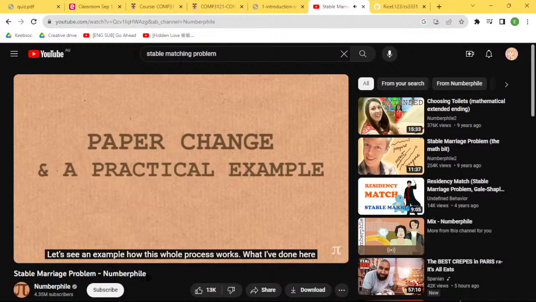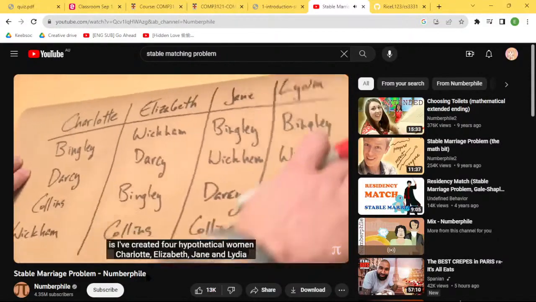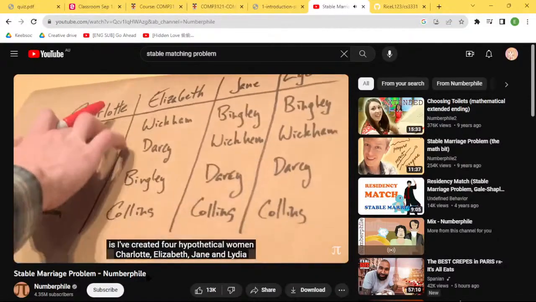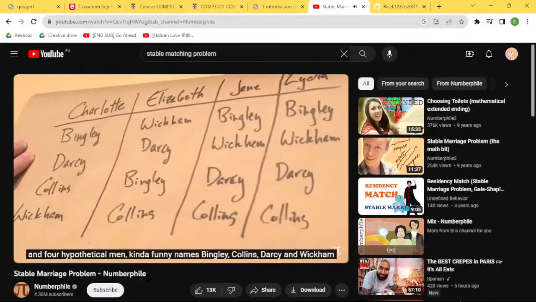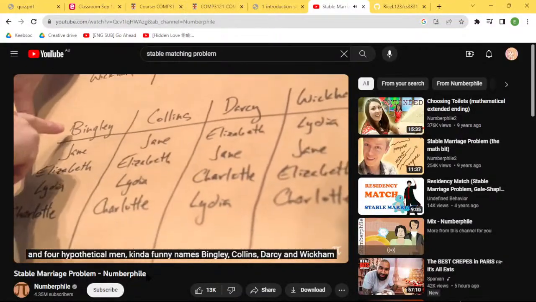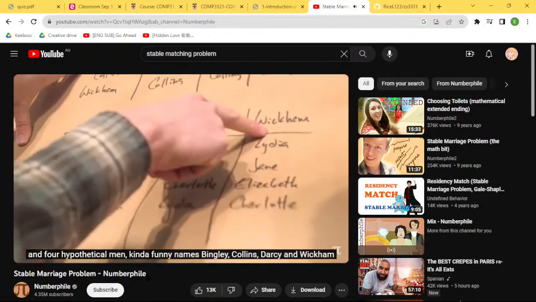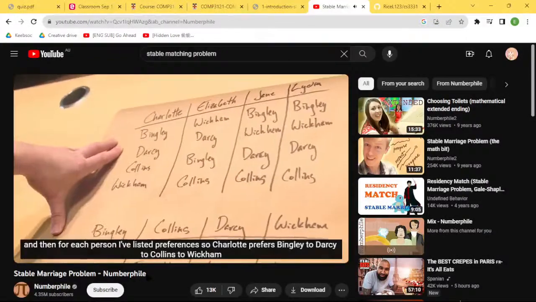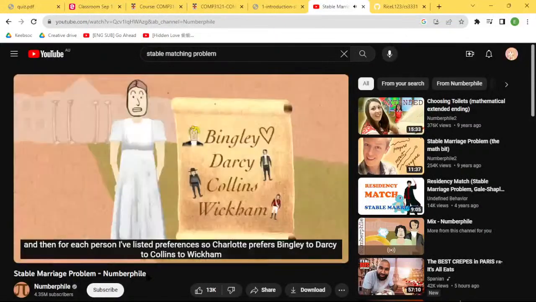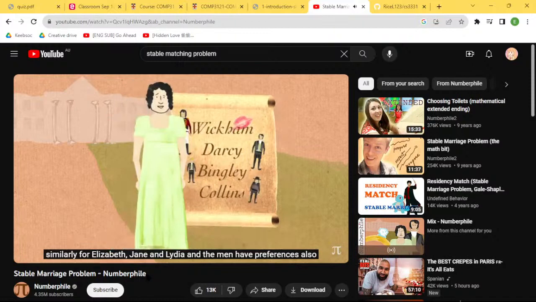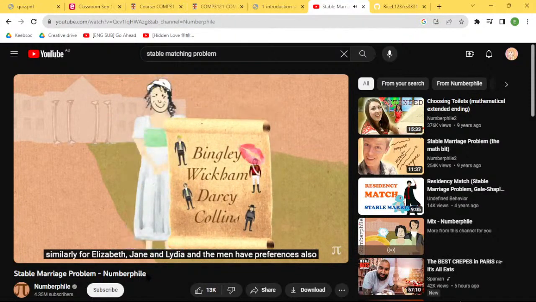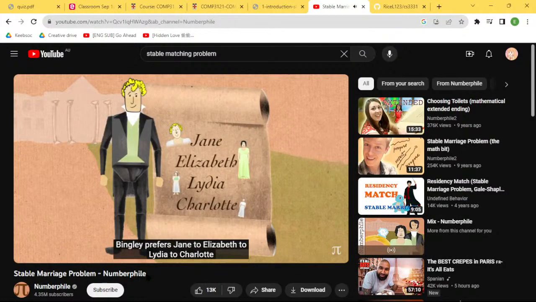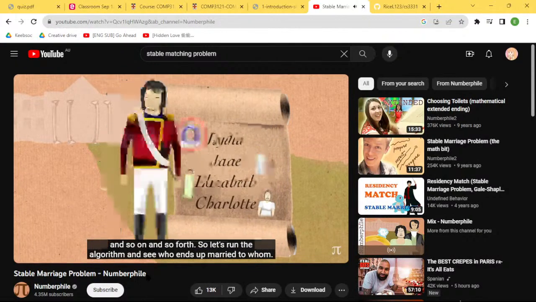Let's see an example of how this whole process works. What I've done here is I've created 4 hypothetical women, Charlotte, Elizabeth, Jane, and Lydia, and 4 hypothetical men with kind of funny names, Bingley, Collins, Darcy, and Wickham. And then for each person, I've listed preferences. Charlotte prefers Bingley to Darcy, to Collins, to Wickham. Similarly for Elizabeth, Jane, and Lydia. And the men have preferences also. Bingley prefers Jane to Elizabeth, to Lydia, to Charlotte, and so on and so forth. So let's run the algorithm and see who ends up married to whom.